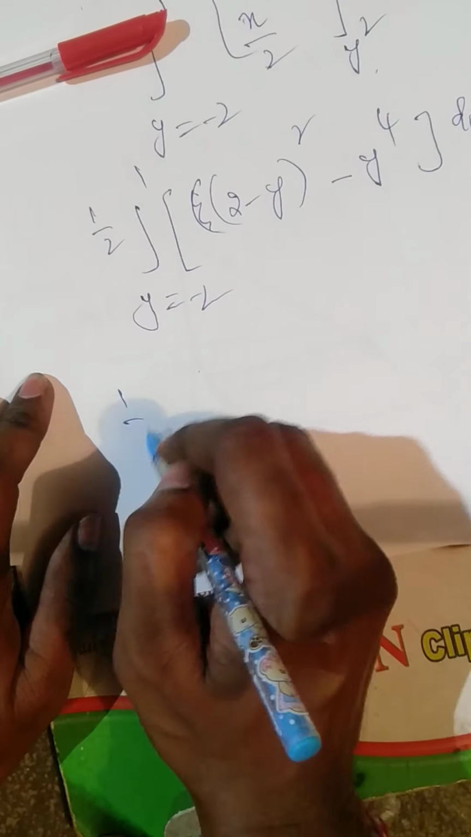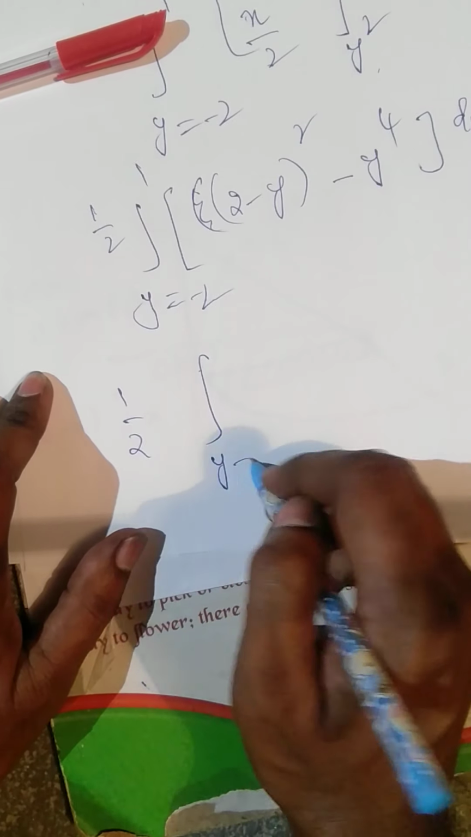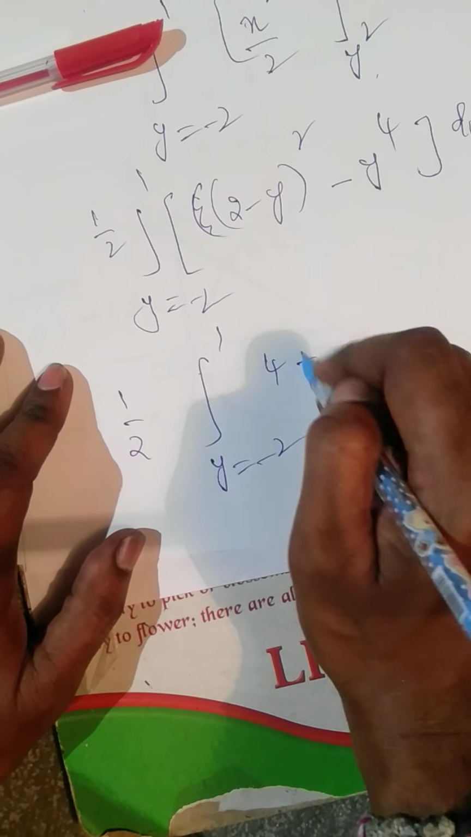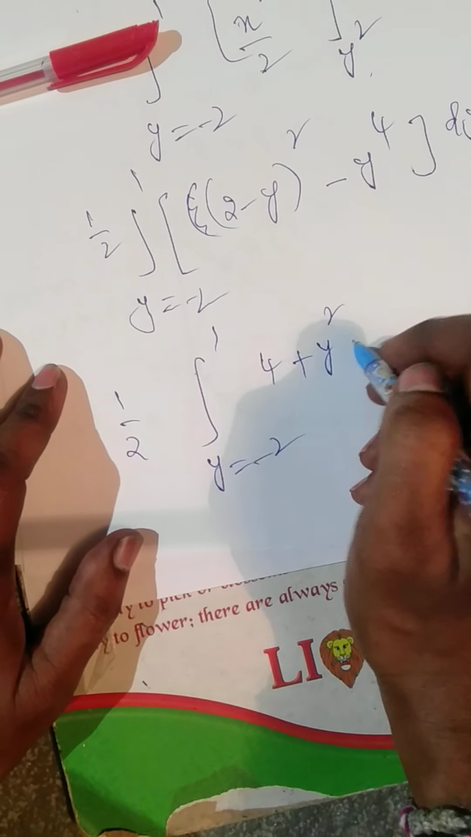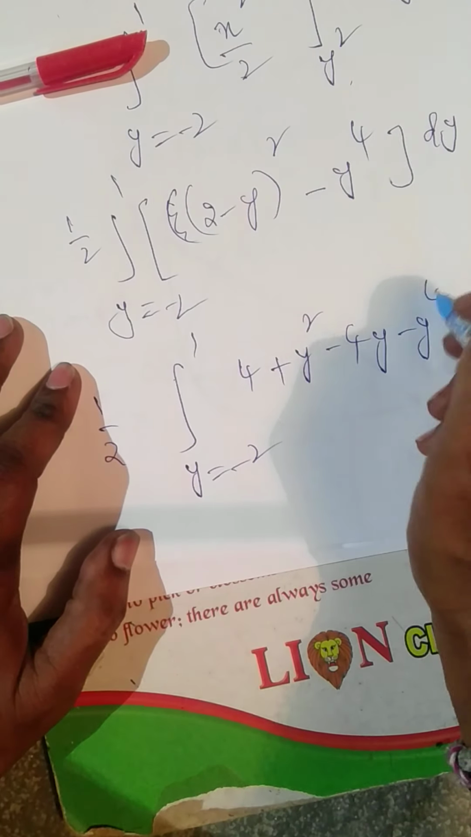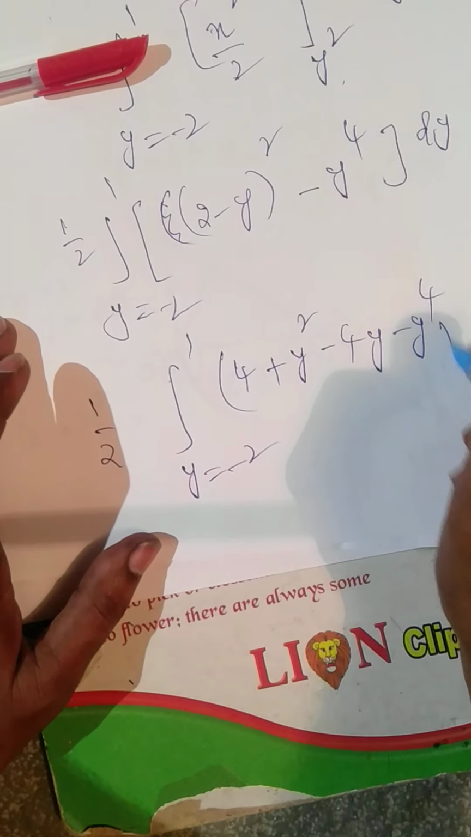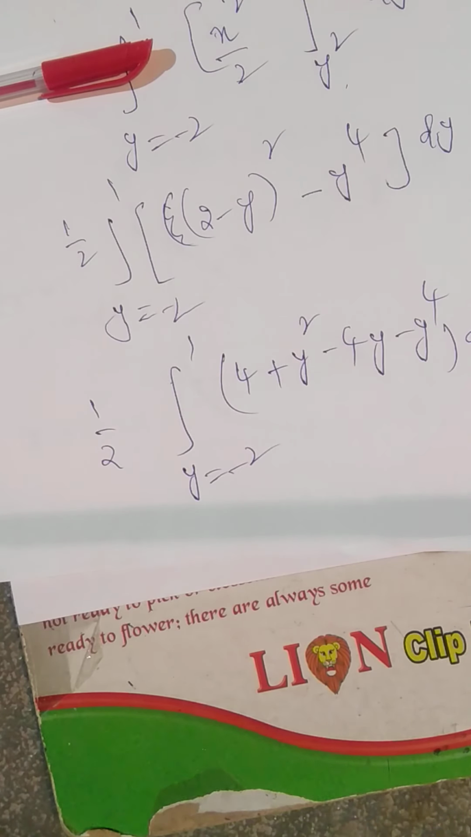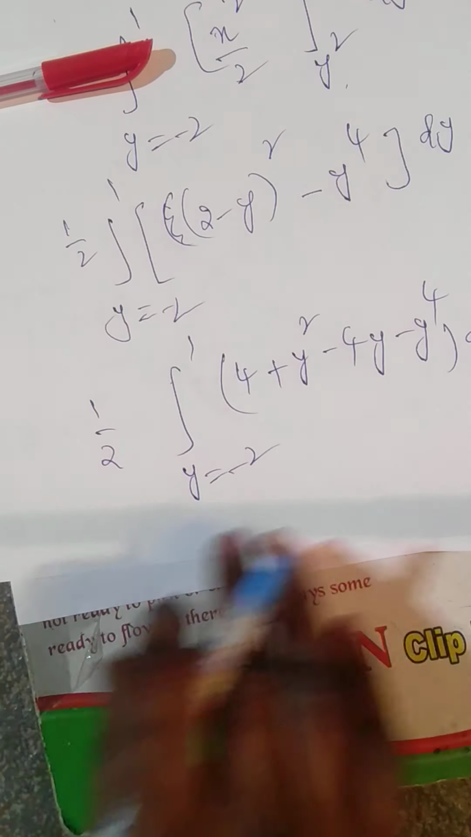this is 1 by 2 into integral y equals to minus 2 to 1, 4 plus y square minus 4y minus y to the power of 4 whole dy. Okay, simple. Now we can integrate with respect to y here. Yeah, that we'll do in the next page.